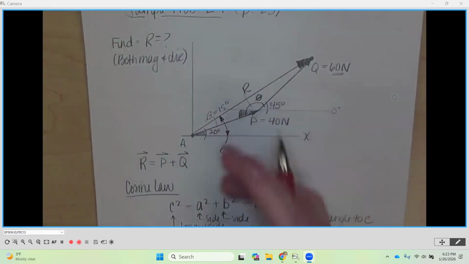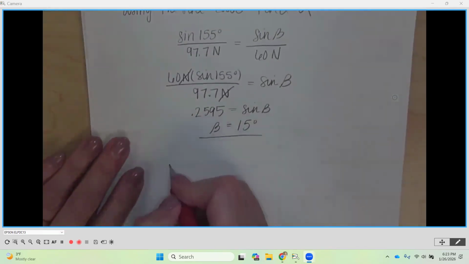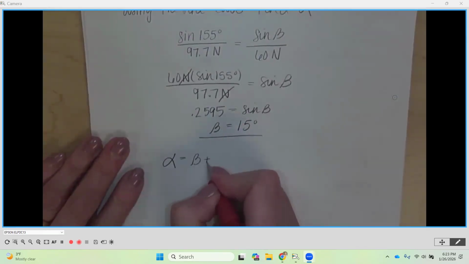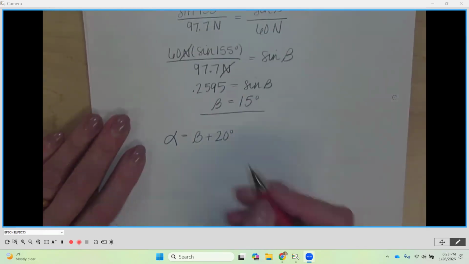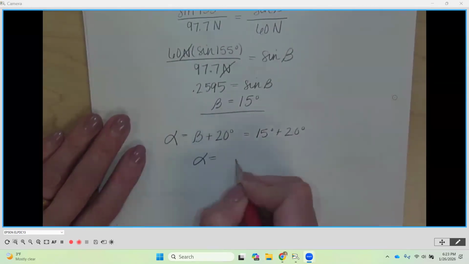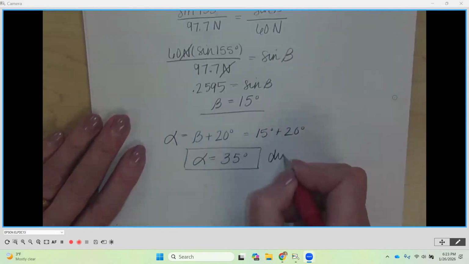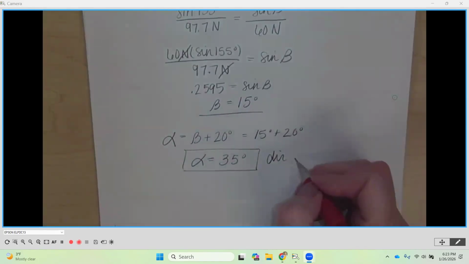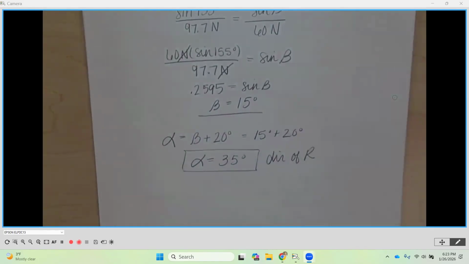So to get alpha, it's going to be beta plus 20 degrees. So that's going to equal 15 degrees plus 20 degrees. Our alpha is equal to 35 degrees. And that's the direction of our resultant. So that fully defines the resultant now, with magnitude of 97.7 newtons and our direction is 35 degrees. Okay.